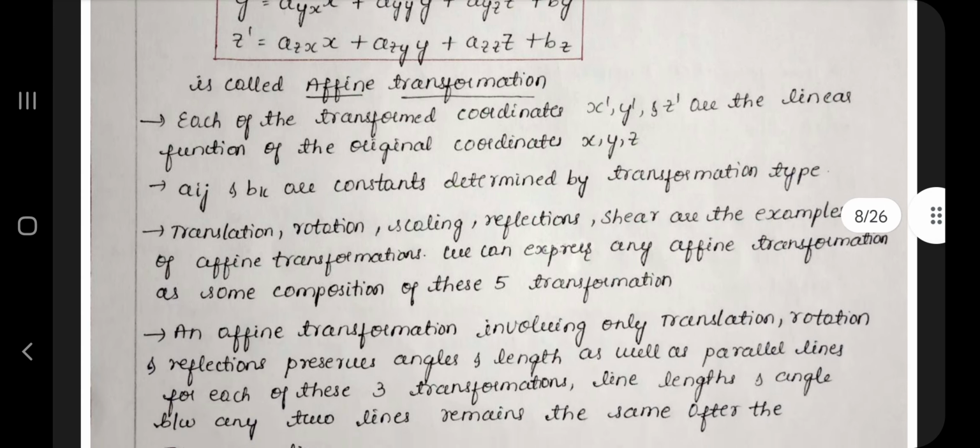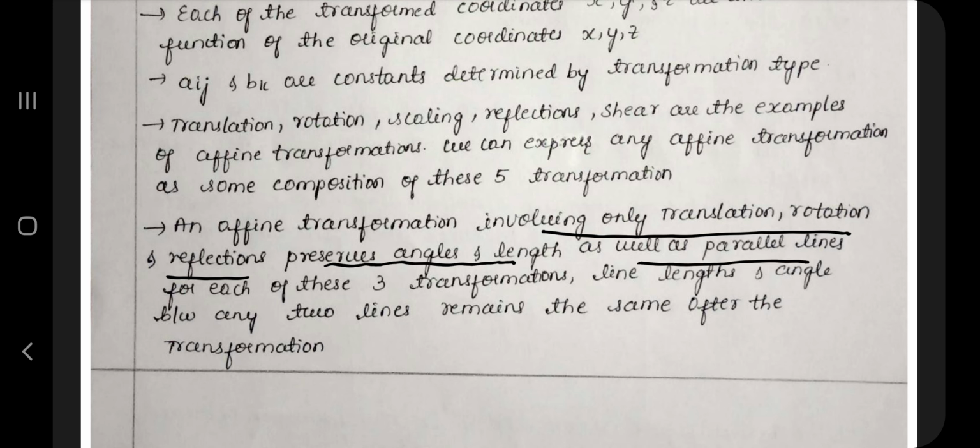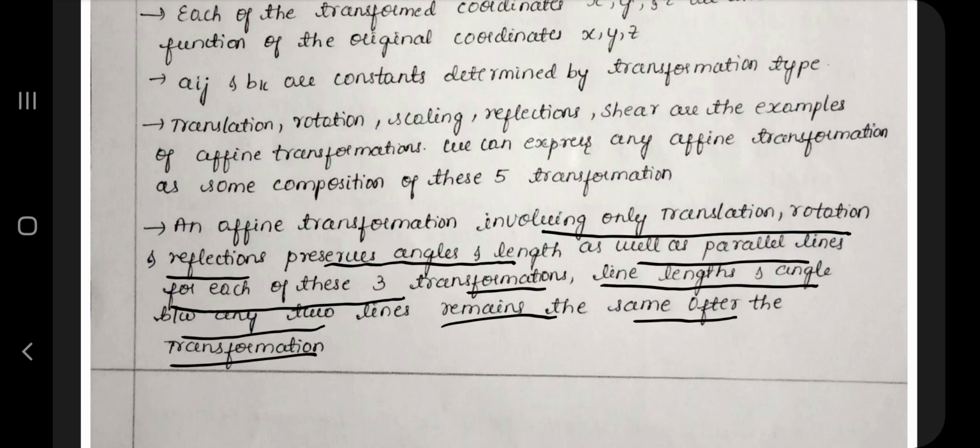This is called affine transformation. In affine transformation, the main thing is it involves the translation, rotation and reflection. It preserves the angle and length as well as the parallel. This is the key concept in the affine. This you have to mention in the answer script. Parallel lines for any of the 3 transformations, line lengths and angles between the 2 lines remain the same after the transformation.